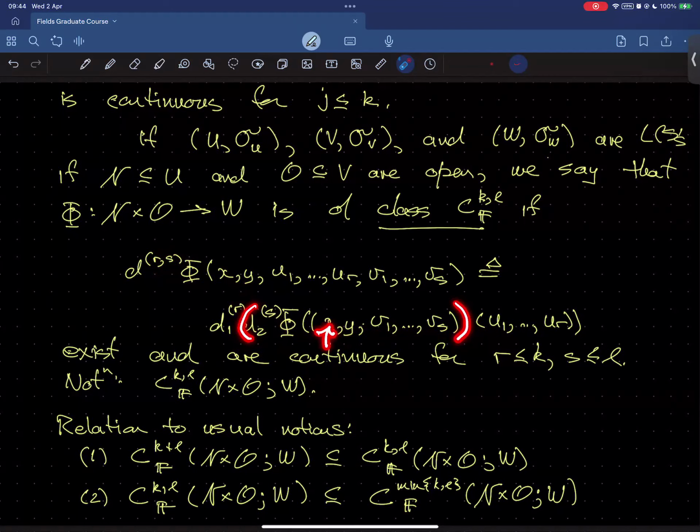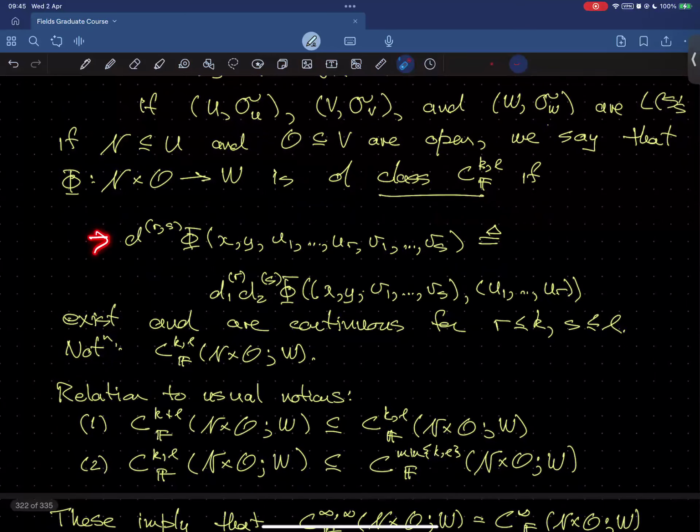And as a function of X, I differentiate it R times and evaluate it on R copies of U, right? So that's what this symbol means. It means I first differentiate S times in Y and then R times in X. Okay, and then a mapping is of class CKL if all of these derivatives exist and are continuous.